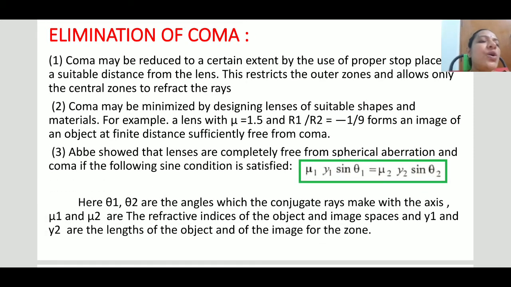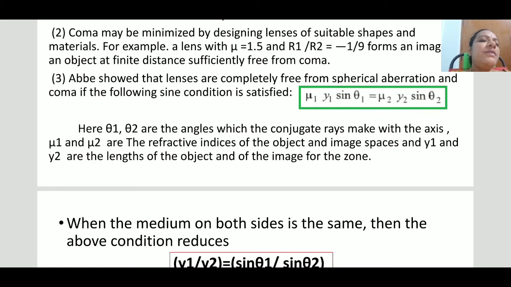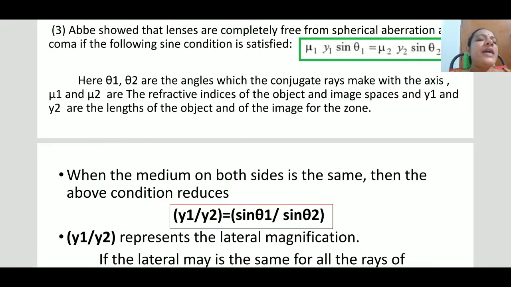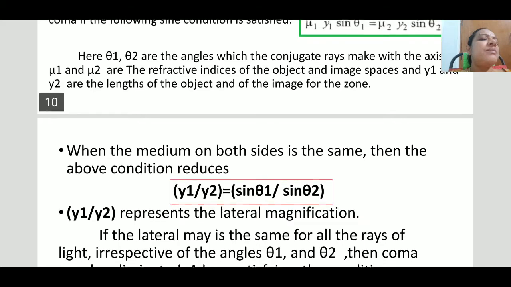Next, coma can be eliminated by using stops and a crossed lens with R1 by R2 equal to minus 1 by 9. This is another important condition, the Abbe sine condition: mu1 y1 sin theta 1 is equal to mu2 y2 sin theta 2. Here y1, y2 are the heights of the object and image, mu1, mu2 are refractive indices, and theta 1, theta 2 are the angles which the conjugate rays make with the axis.